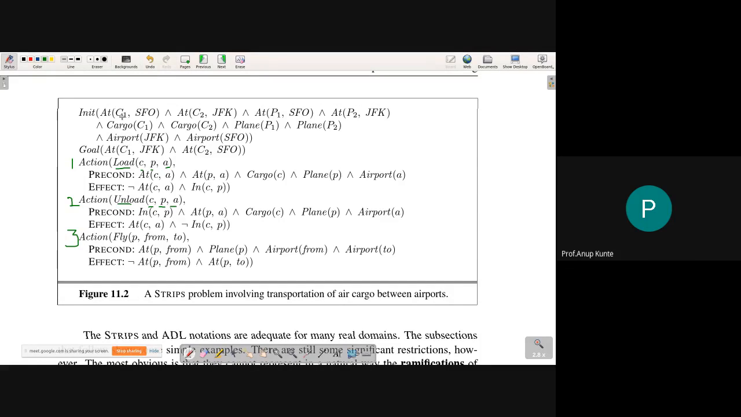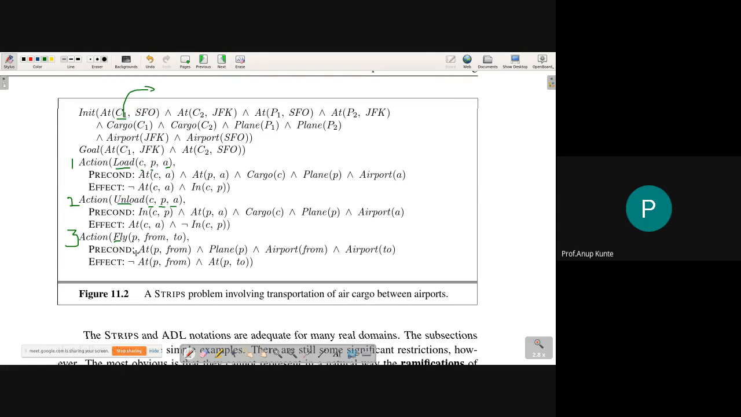Now when I want to transport cargo C1 from SFO to JFK, I need to first load cargo C1 in the plane which should be present in SFO, and then we should fly the plane from SFO to JFK. So I need the load action, then I need the fly action. Once I reach the destined airport, I can unload the cargo. So load, unload, and fly. These are the 3 possible actions that I require. Now the rest of the things are in front of you. I leave it with you to see what these things are and how these preconditions are defined.